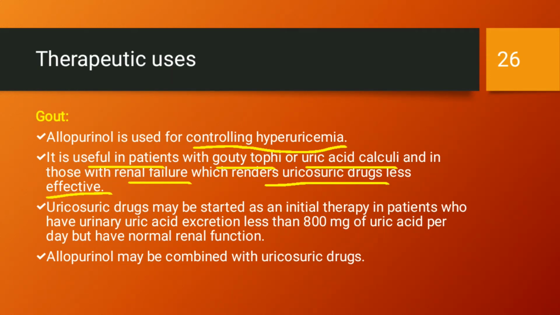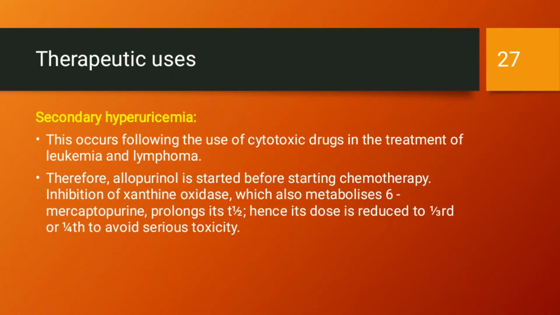Uricosuric drugs may be started as initial therapy in patients who have urinary uric acid excretion less than 800 mg of uric acid per day but have normal renal function. Allopurinol may be combined with the uricosuric drugs. In secondary hyperuricemia also we can go for allopurinol. This occurs following the use of cytotoxic drugs in the treatment of leukemia and lymphoma. Therefore allopurinol is started before starting the chemotherapy.